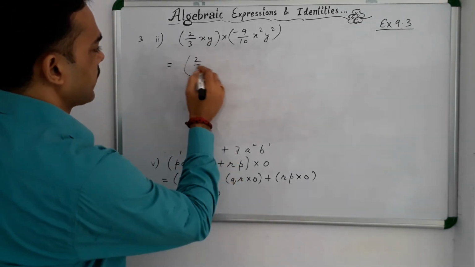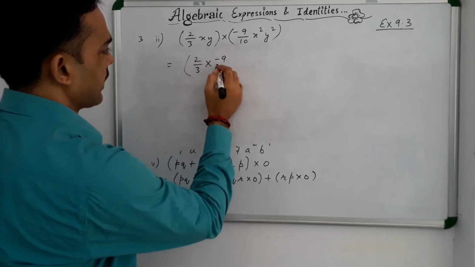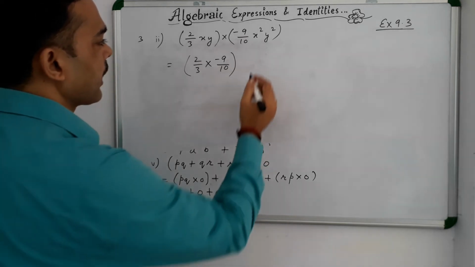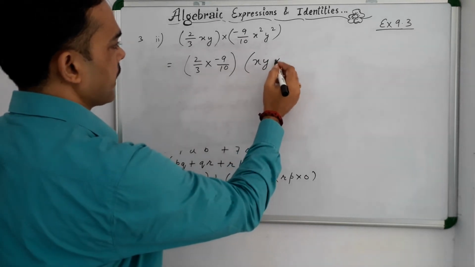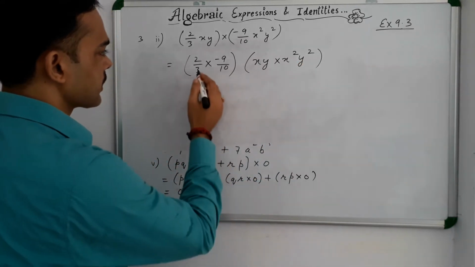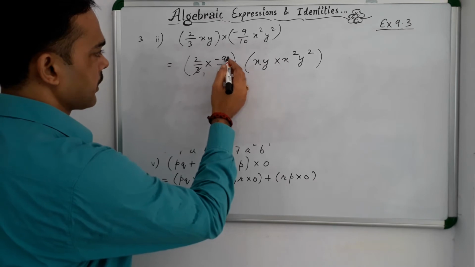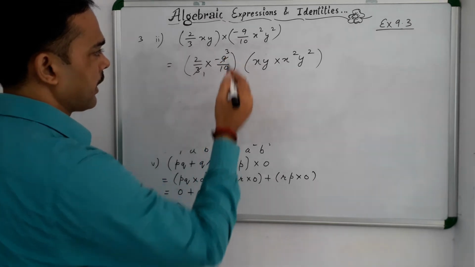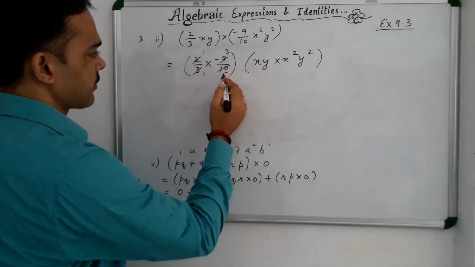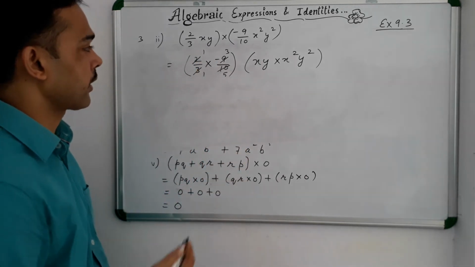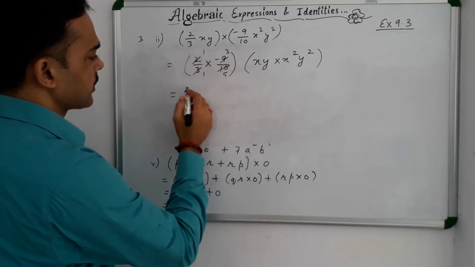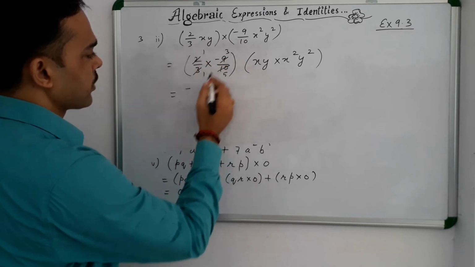So 2/3 into −9/10 I have taken in one bracket as constant. In another bracket I have taken xy into x²y². Now this 3 is getting divided by 3, 1 time, and 9, 3 times. 2 1s are 2 and 2 5s are 10. Okay. So in this way, plus into minus means minus, and 1 into 3 is 3.